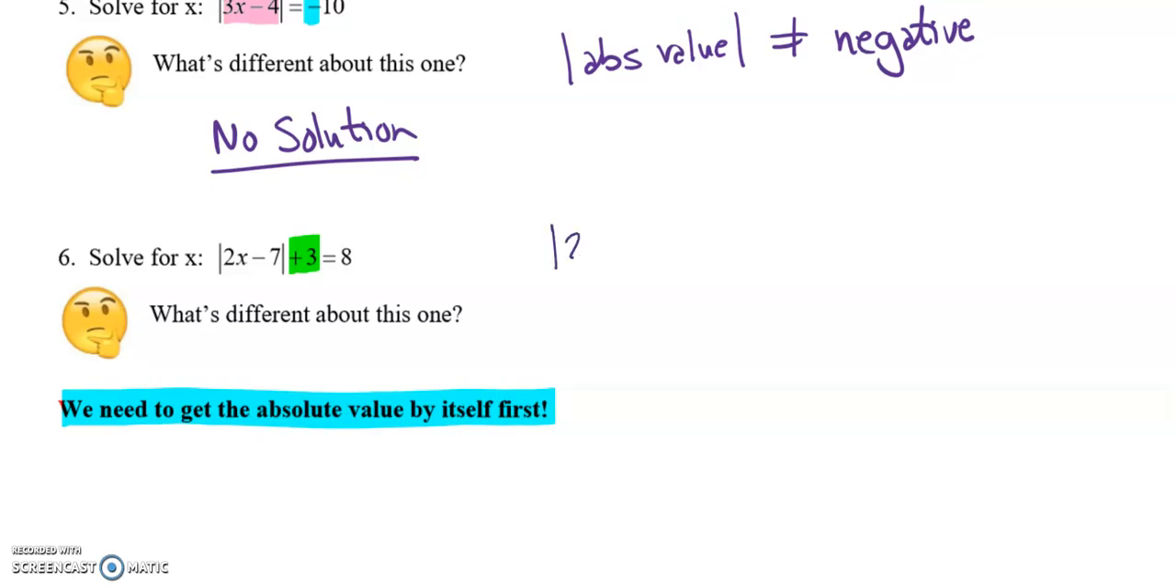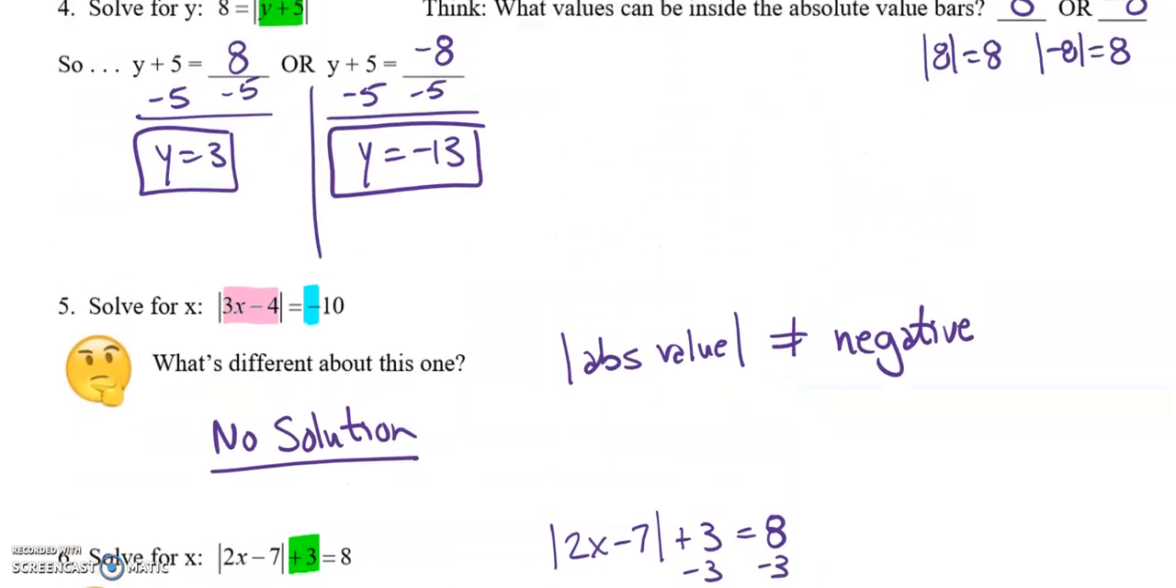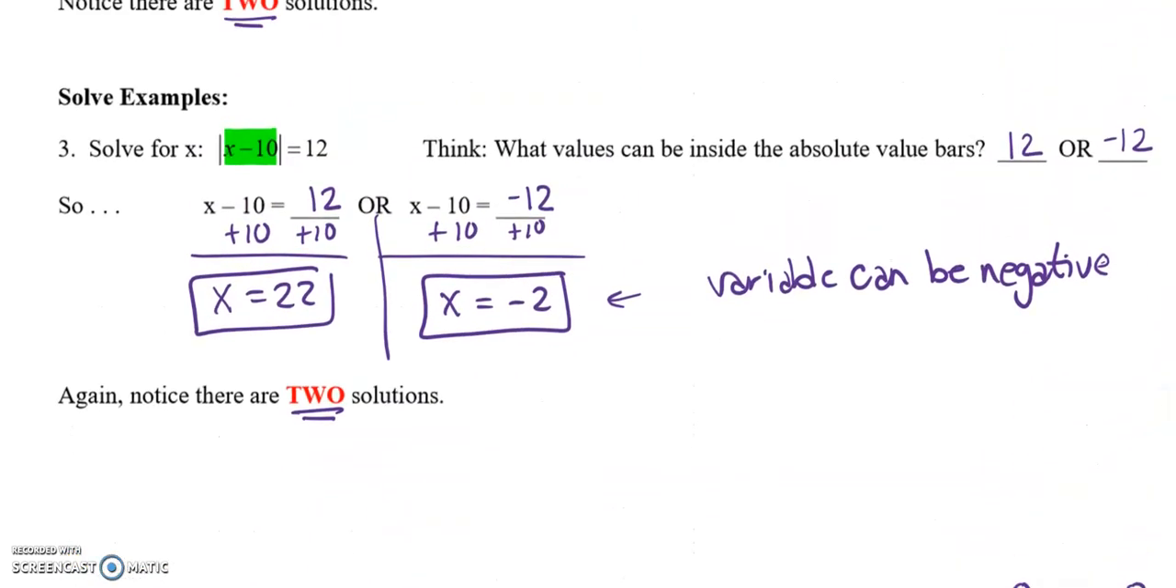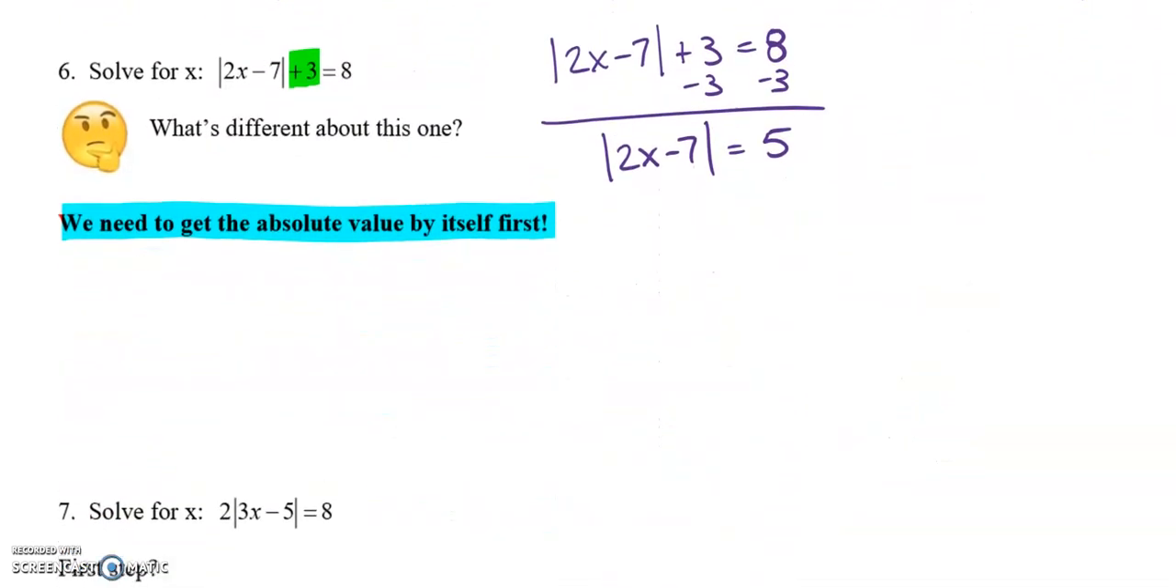So the first thing we're going to do when we solve this one is we're going to subtract 3 from both sides. That gives us the absolute value of 2x minus 7 equals 5. Now, it's exactly like the ones that we did up here, number 4, number 3. So what does that mean? That means inside the absolute value bars, the 2x minus 7 could either equal a 5, or the 2x minus 7 could equal a negative 5.